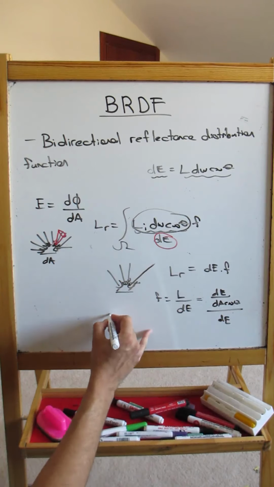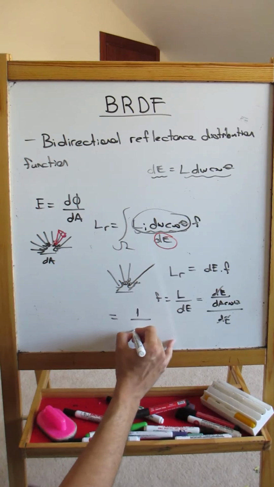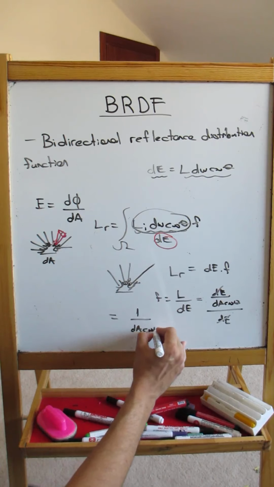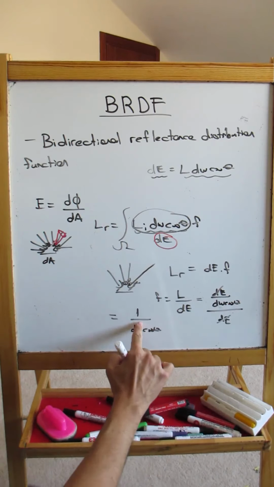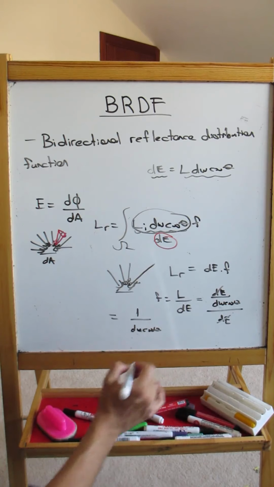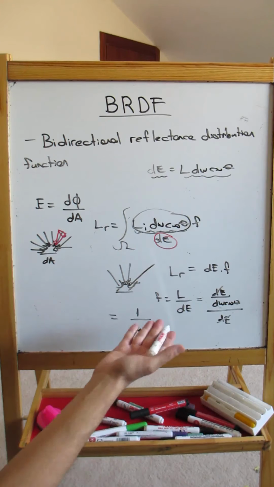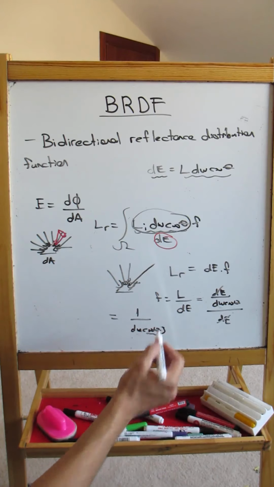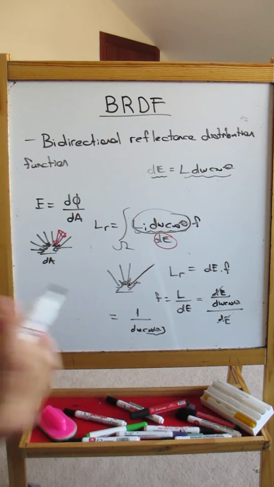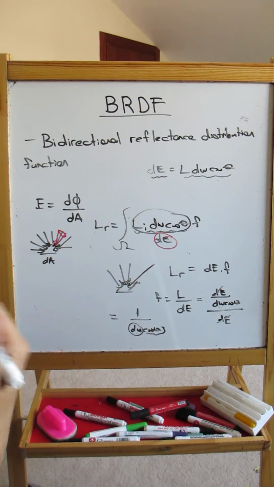So these will cancel out, 1 over dA cos, I'm sorry, I'm writing this wrong. So this is dW. So 1 over dW cos theta. So what kind of a unit should this have? Now this cos theta is unitless basically, right? It's just some number. But dW is a solid angle. It's a differential solid angle.